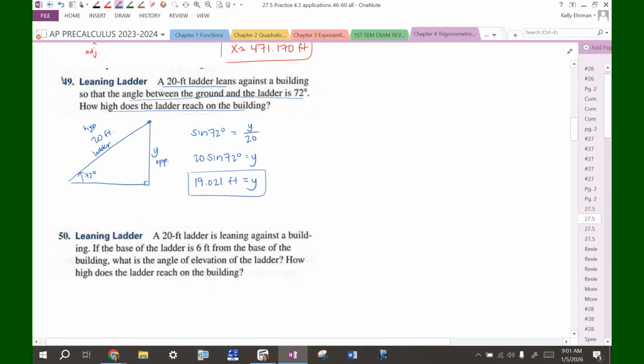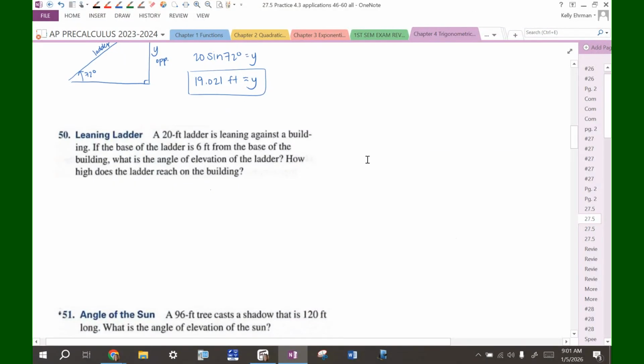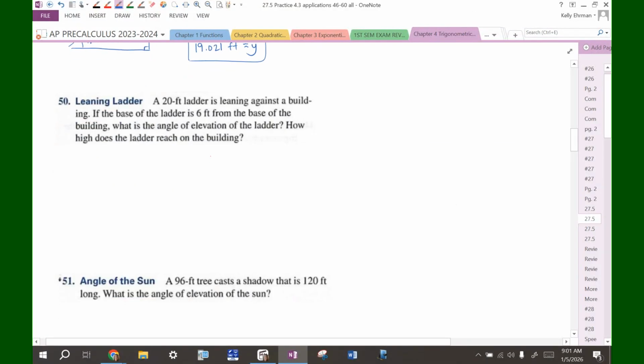All right, another leaning ladder. A 20-foot ladder is leaning against a building. If the base of the ladder is 6 feet from the base of the building, what is the angle of elevation of the ladder? And how high does the ladder reach in the building? So we have two things to find. First, draw your triangle again.